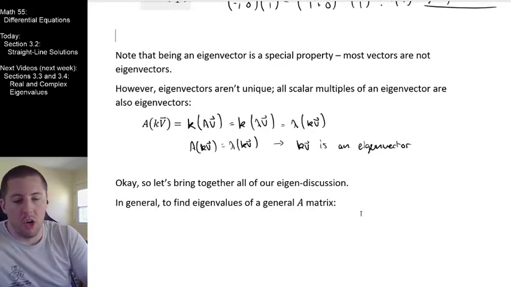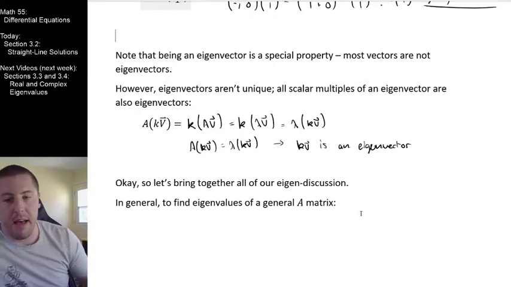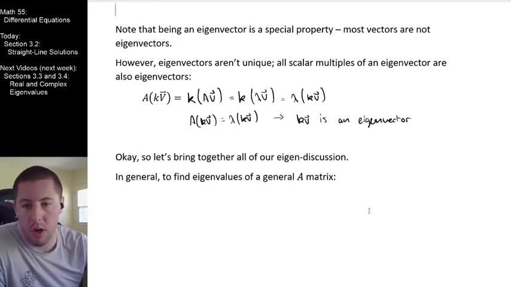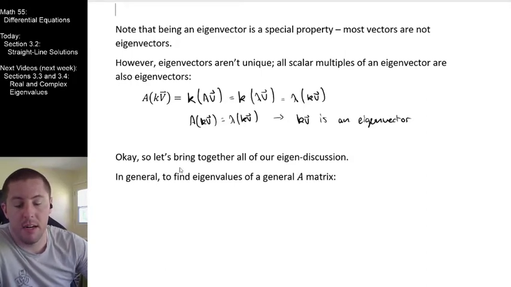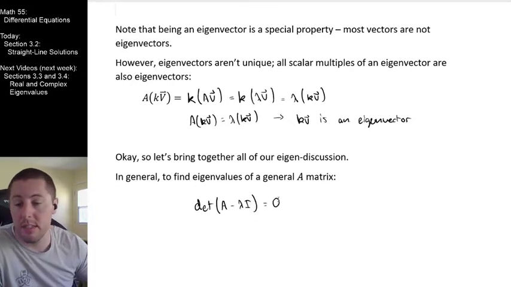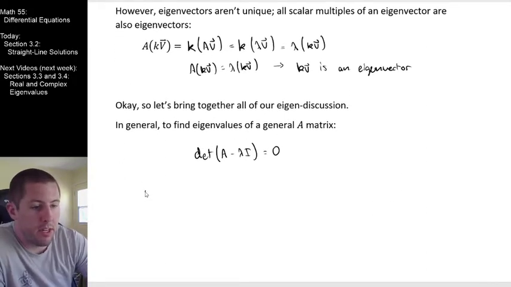So let's group up all of our eigen discussion that we've had so far. What we've seen is that to find eigenvalues of a general A matrix, we want to find a lambda. All we really want to do is take the determinant of A minus lambda I and set that equal to 0 to find our non-trivial solutions.